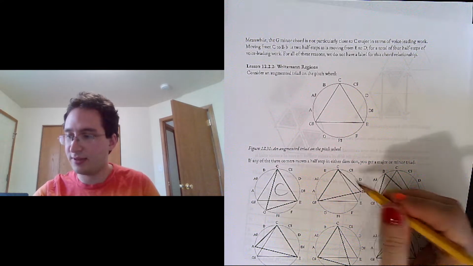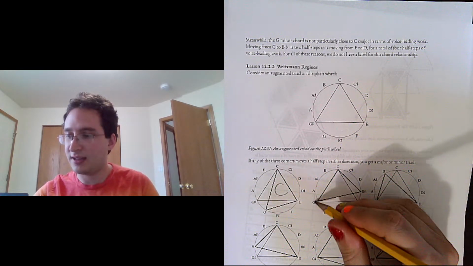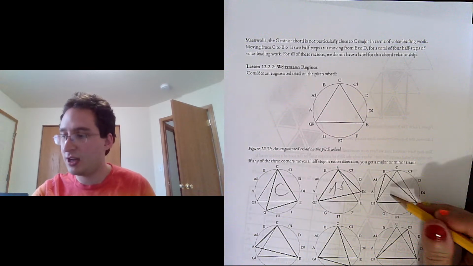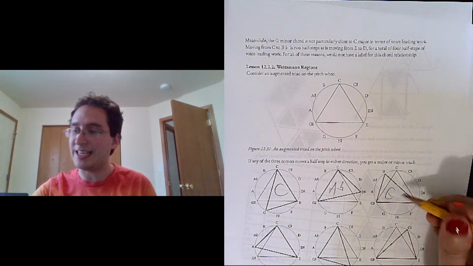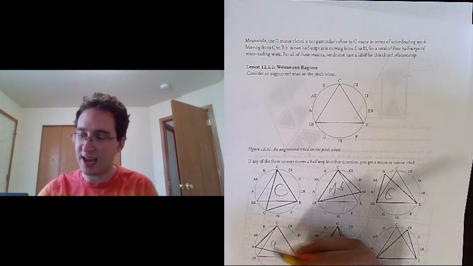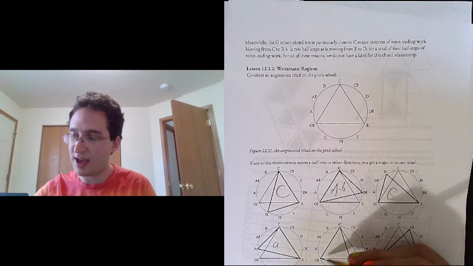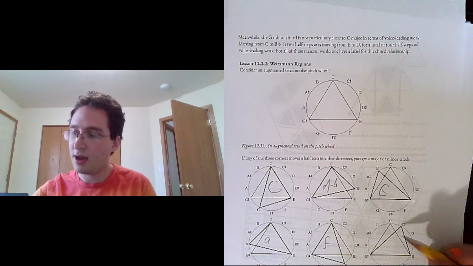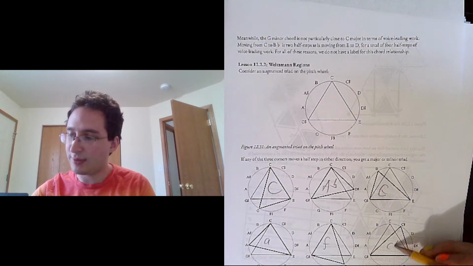Here we have C, E flat, A flat, that's A flat major. Here you have E, G sharp, B, that's E major. Down here we have C, E, A, that's A minor. We have C, F, A flat, that's F minor. And here we have C sharp, E, G sharp, that's C sharp minor.